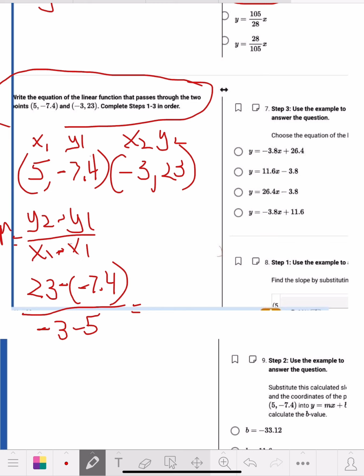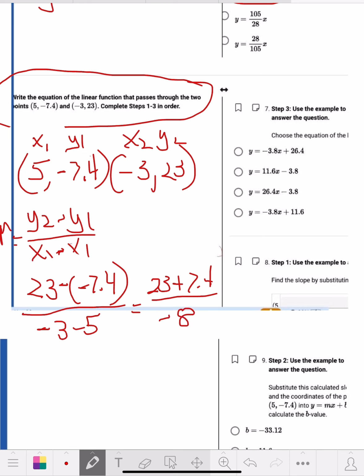So 23, now we got a negative times a negative. What's that going to be? A positive. So we get 23 plus 7.4 over negative 3 minus 5, which is going to be a negative 8.